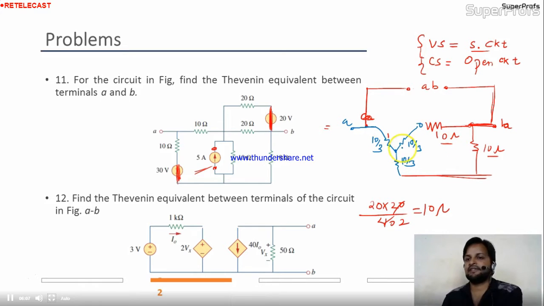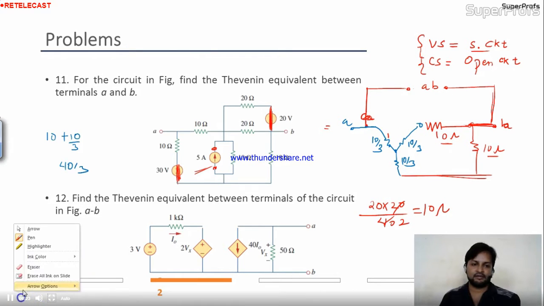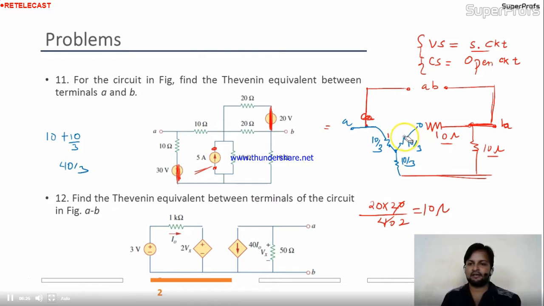Now see friends, this 10 by 3 and this 10, they are connected in series combination. So the resultant is 10 plus 10 by 3. It means 40 by 3. Is it okay? So this branch I can replace with 40 by 3. This entire branch I'll replace with a single element, single branch, and the value of that is 40 by 3.